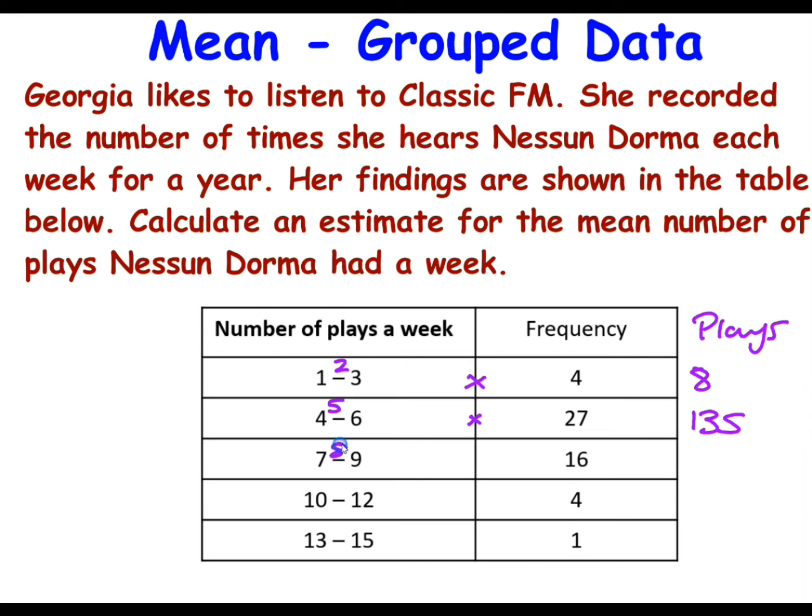Again, the next range, you take the midpoint, which is 8. So 8 times 16 gives us 128. The next group, 11 times 4 is 44, and 14 times 1 is 14. Then we need the total for our number of plays and our frequency. Well, we know there are 52 weeks in a year, and then we just need to add the number of plays. And she counted 329 plays over the year.